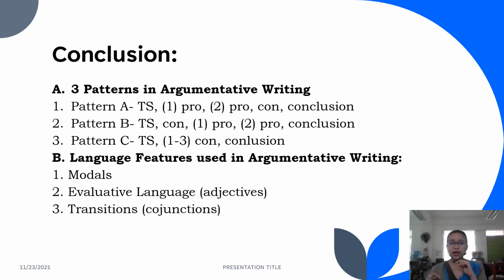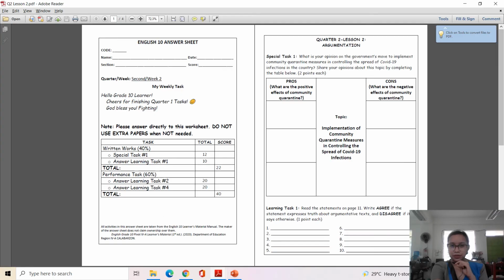And then letter B, we have language features used in argumentative writing. Number 1 is modals. Number 2, evaluative language or adjectives. And third, we have transitions, or nagkamali ng sulat si ma'am, it's conjunctions or connectives. Alright, let's go to your module, worksheet.